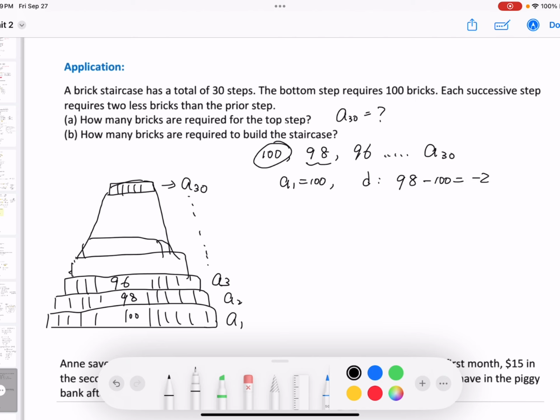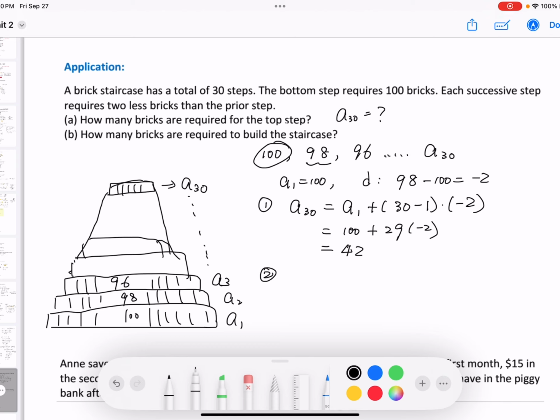All right, what is the first question? A sub 30. A sub 30 is equal to A sub 1 plus N minus 1. Okay, it's 30 minus 1 multiplied by D, which is negative 2. Okay, plug in the A sub 1 value, 100, plus 29 times negative 2. It is 42.